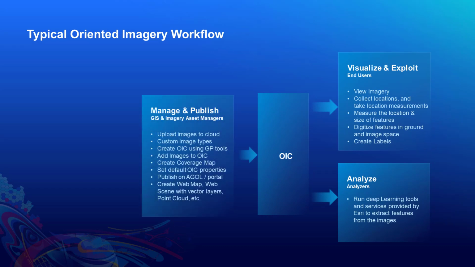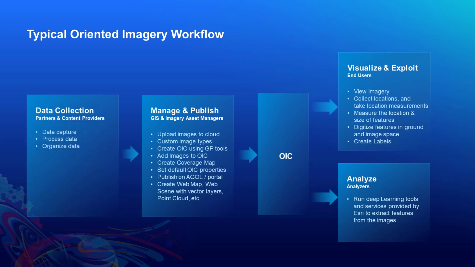Now, these catalogs can be managed and published by GIS and imagery asset managers who can convert the source data to catalogs using oriented imagery management tools. Now, of course, the first step is data collection, where the organization can collect their own data or license, or maybe buy from various third-party content providers or partners.